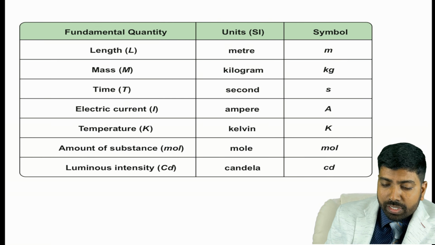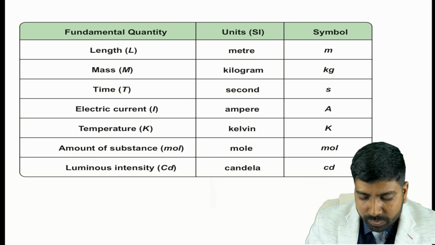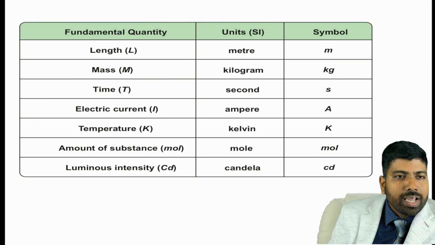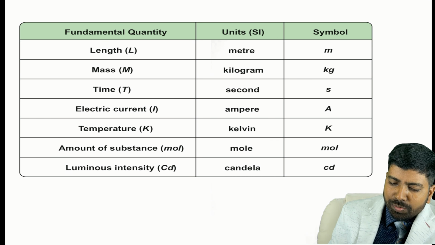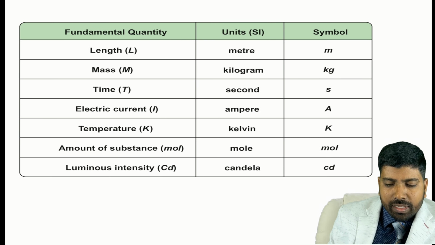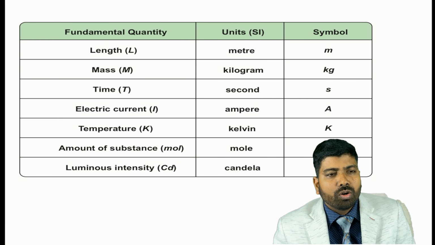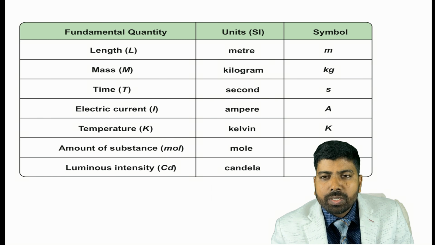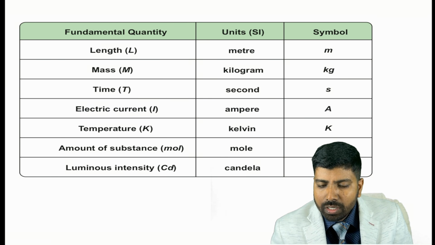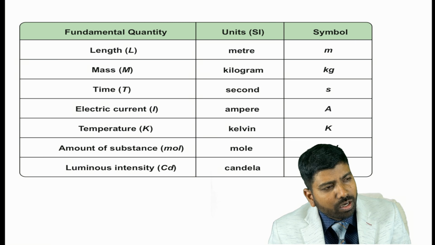Electric current: the unit is ampere and the symbol is A. Temperature: the unit is kelvin and the symbol is a capital K. The amount of substance: it is mole. Similarly, luminous intensity: it is candela, and the symbol is small c and small d. These are the 7 fundamental physical quantities which are accepted universally. In all the countries, they are using these 7 fundamental physical quantities.